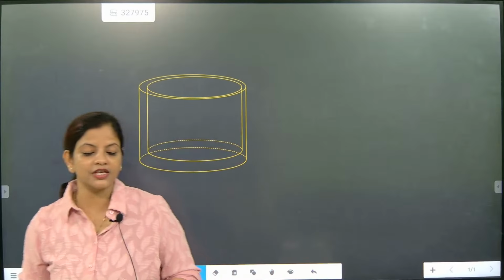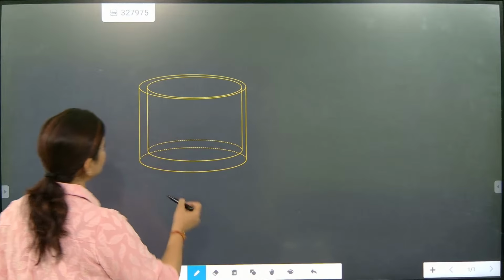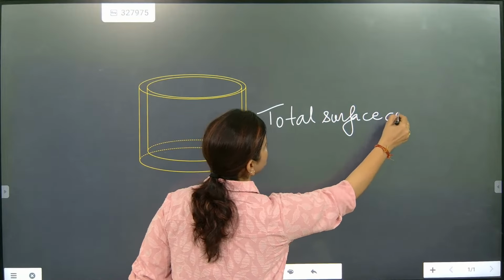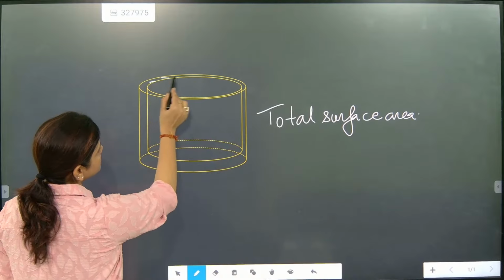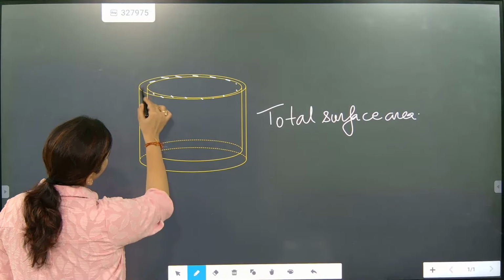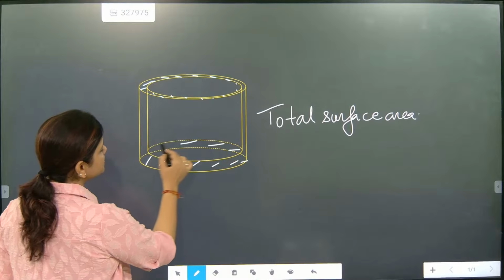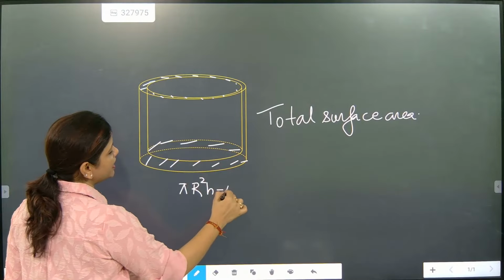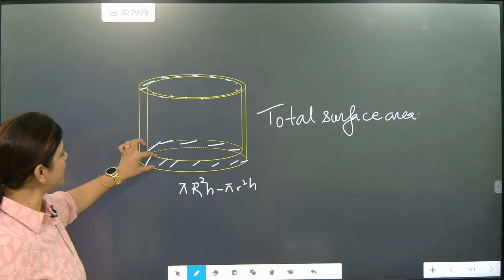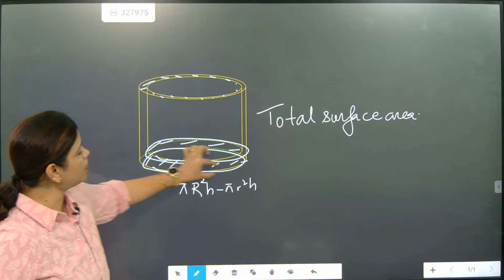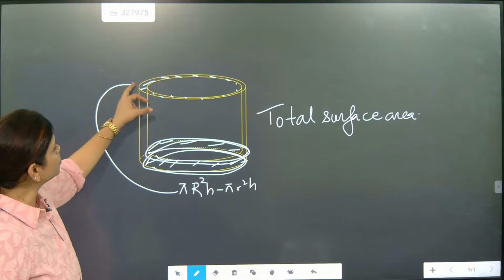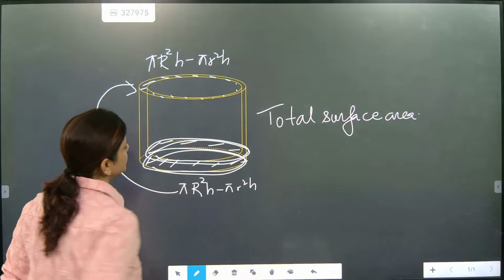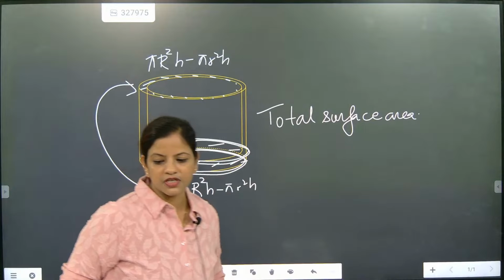And if somebody asks you about the total surface area, what are you going to say? The total surface area includes this base and this base. The area of this base is pi r square, and the area of the other base is pi r square. There are 2 of them. So these two bases total 2 pi r square, and then there is the curved surface area.